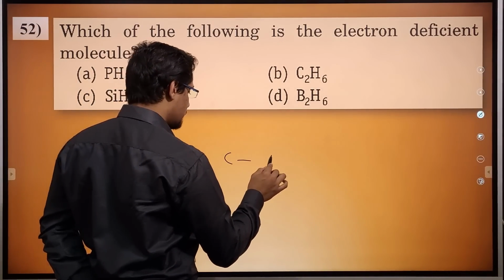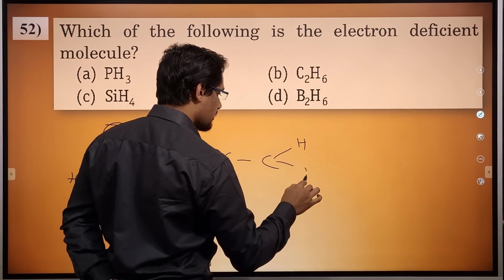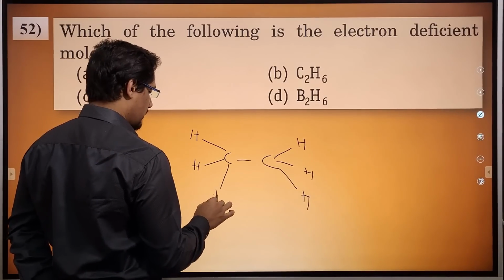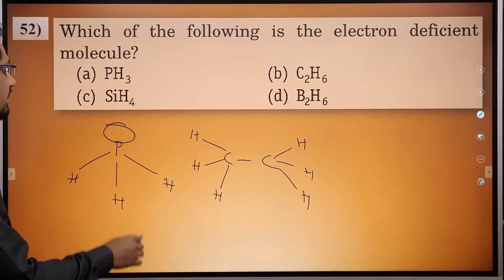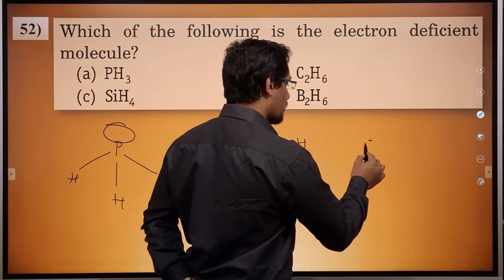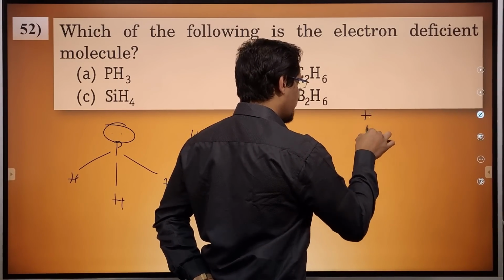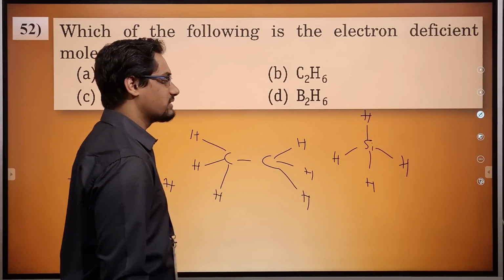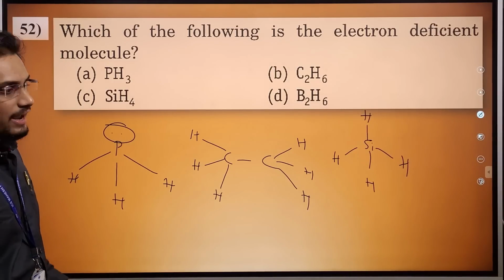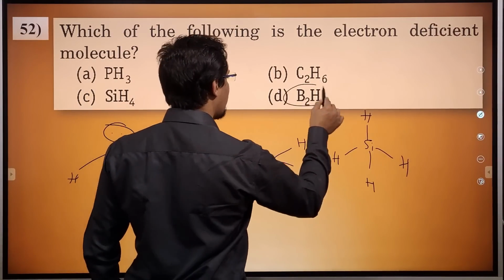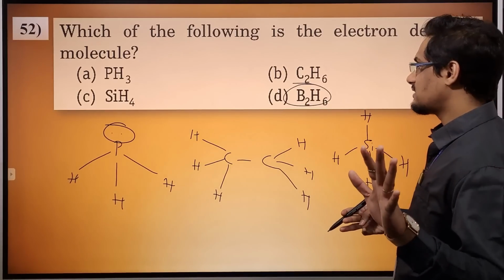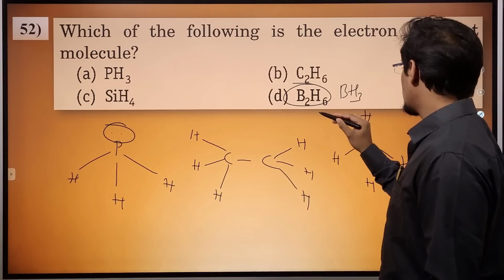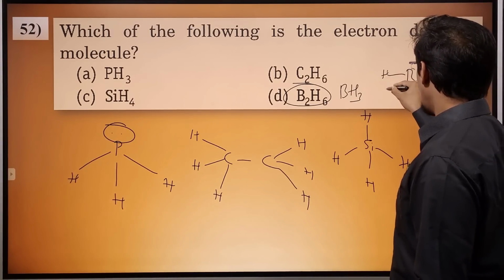C2H6, that is CC and H. It is an electron precise hydride. SiH4 is also an electron precise hydride. There is no excess of electrons. What about B2H6? It is diborane. B2H6, for the sake of simplicity, I can write it as BH3, with boron and hydrogen.